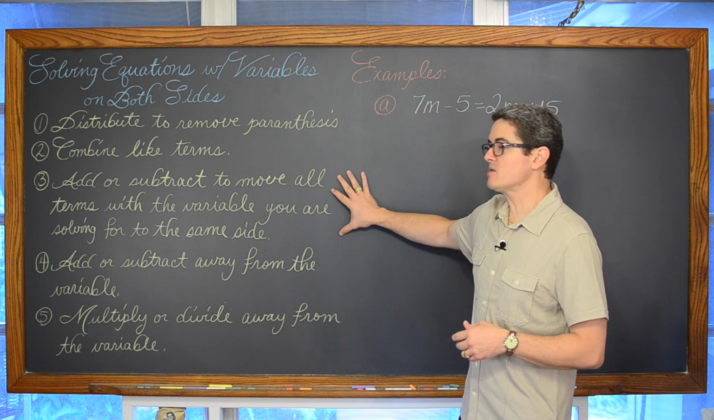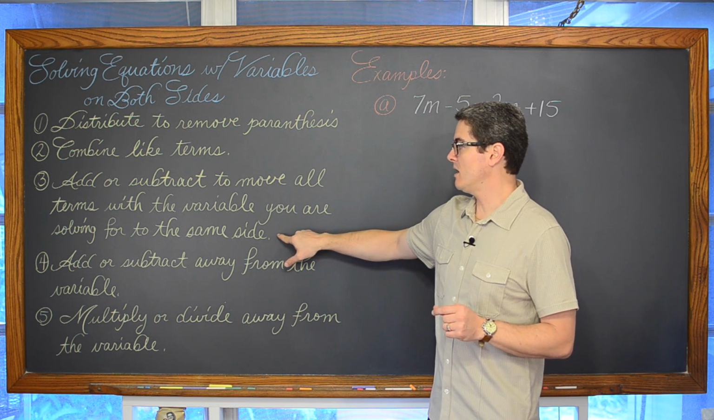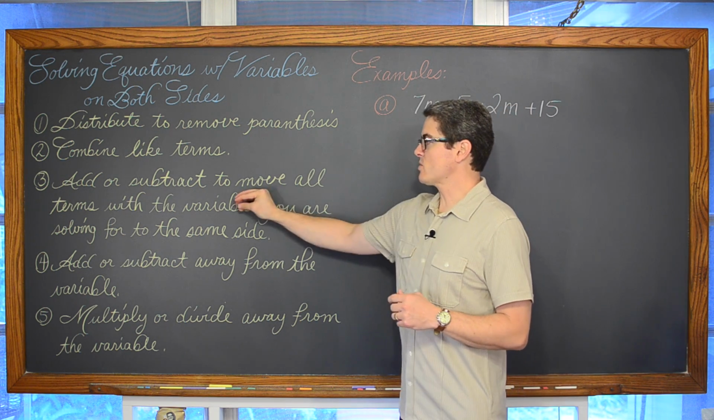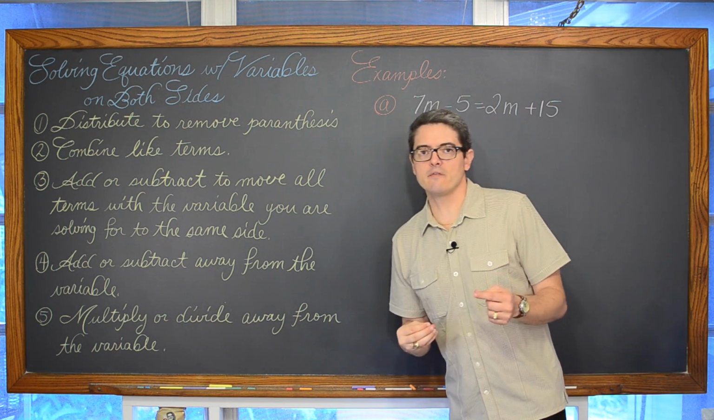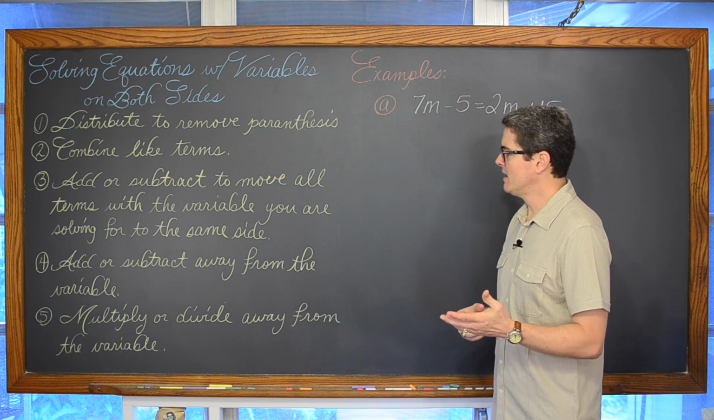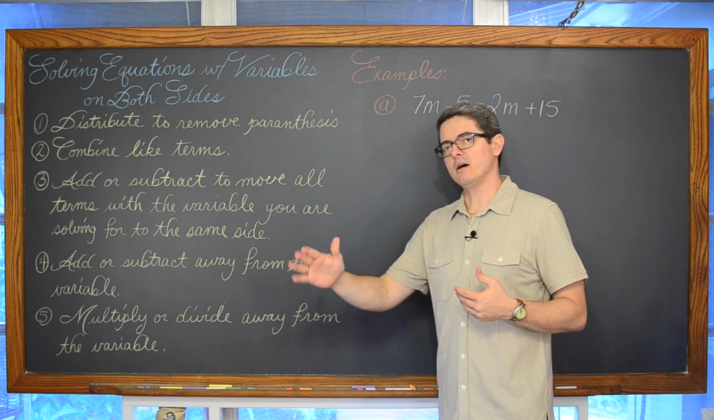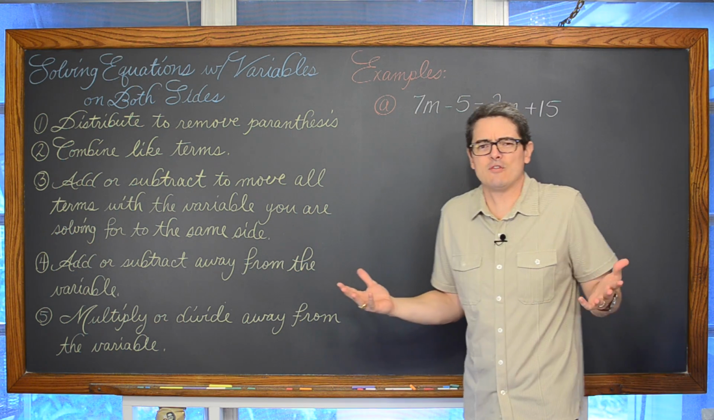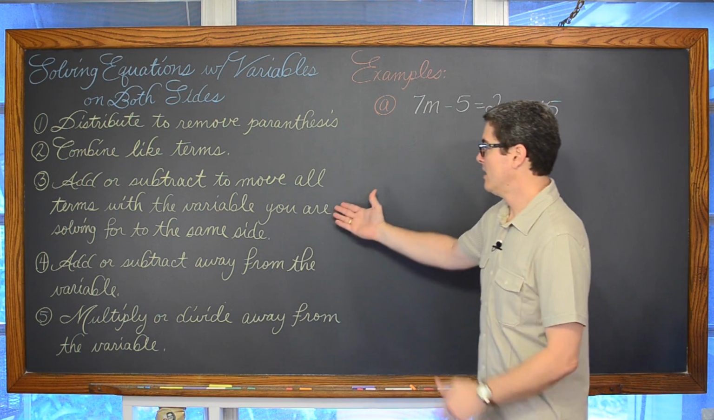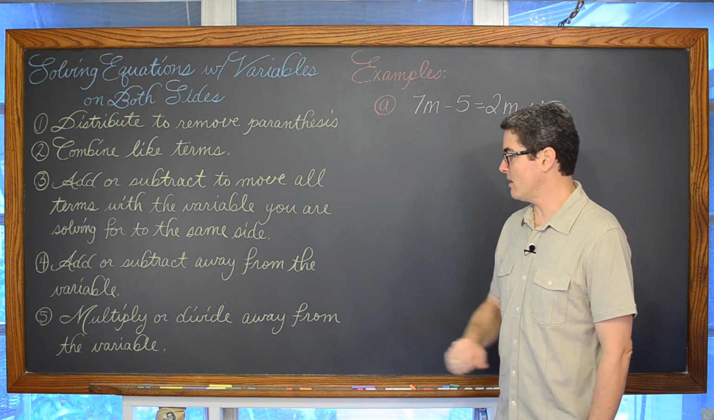We're going to add or subtract to move all the terms with the variable you are solving for to the same side of the equation. Now I put that in general terms. These are going to be one variable linear functions ultimately, and thus just move all the terms with the variable in it to one side of the equation. You can't solve for a variable, you can't isolate a variable when there's one on both sides. So an addition or subtraction will get those all together. We're going to add or subtract then away from the variable.